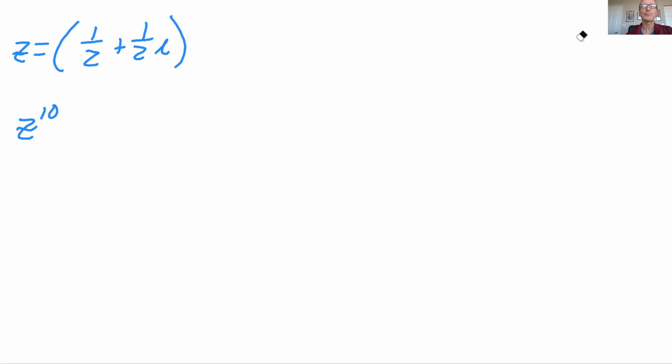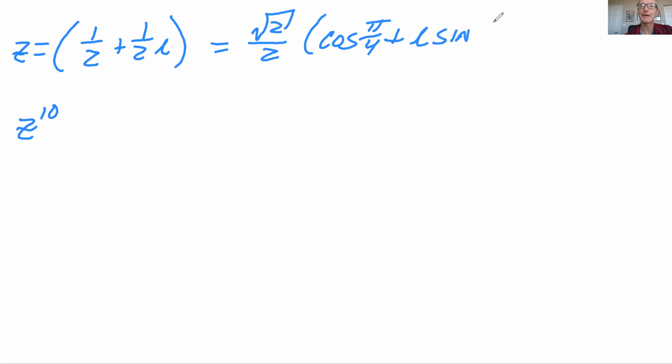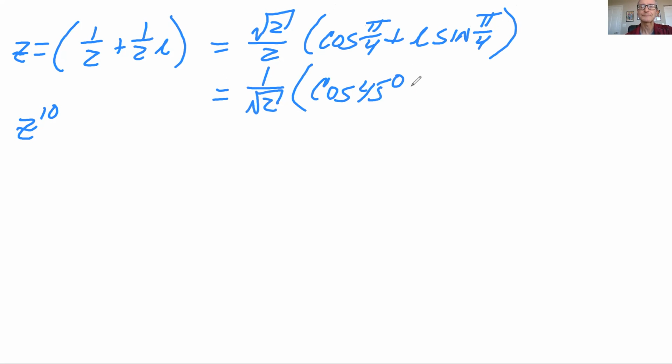So this is what the book's representation looks like. Well, r, they don't like to put the square root. So it looks like this: cosine of pi/4 plus i sine of pi/4. Here's how I'm going to write it. This would be 1/square root of 2. And what's pi/4? 45 degrees. So let's write it this way.